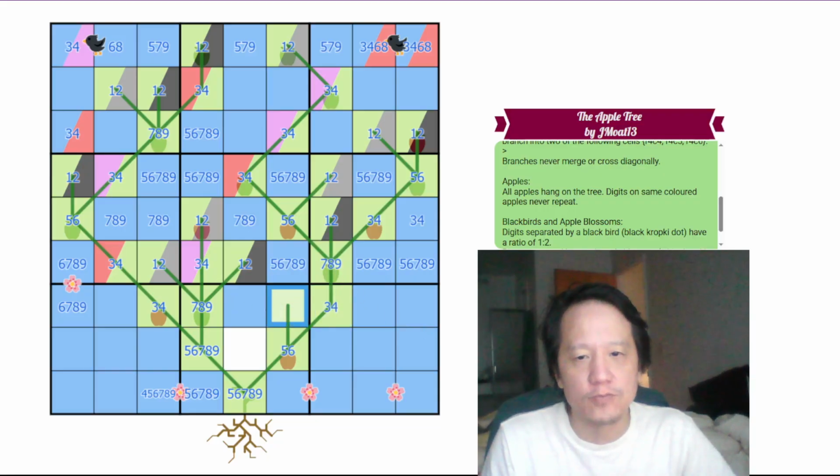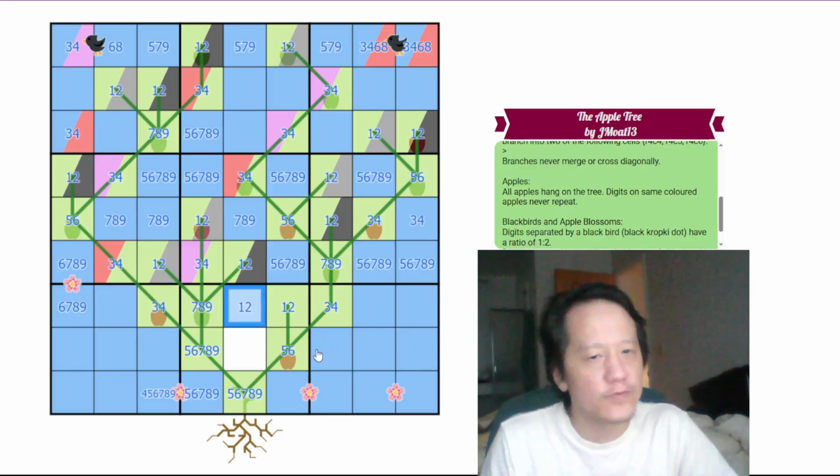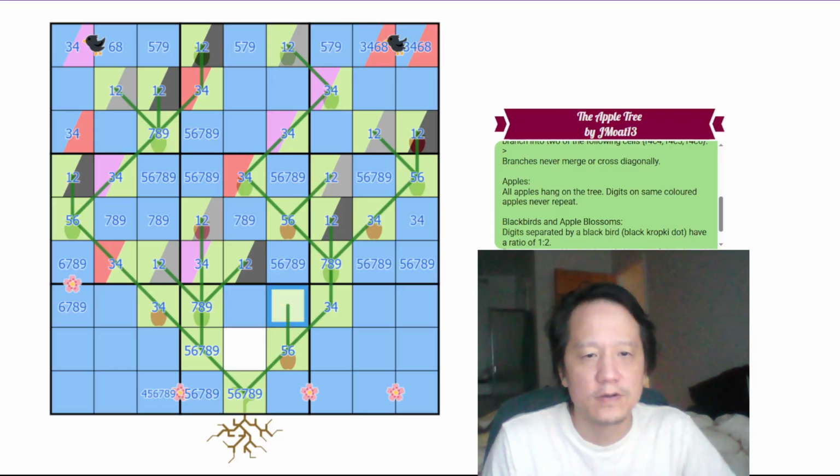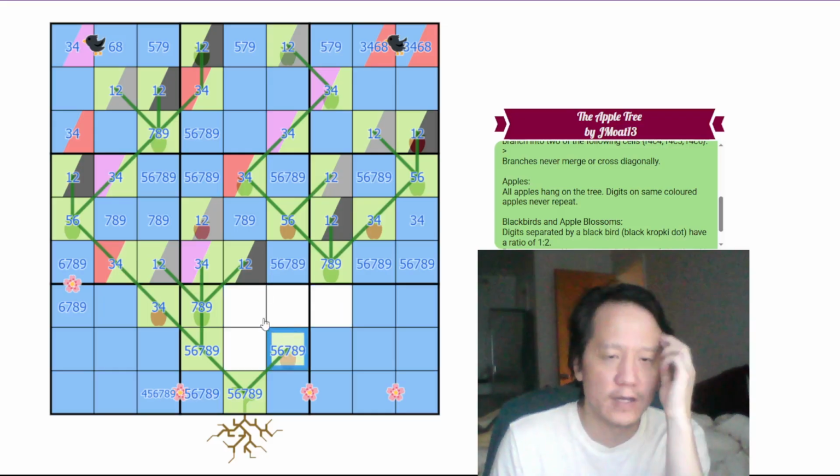That forces this to be 1, 2. You cannot have 3, 4 here. You could have 1, 2. 6, 7, 5, 6, 7, 8, 9. Wait, why? No, this doesn't have to be nothing. Okay. If it's 7, 8, 9, it has to go to one of these 3. It has to be all 3 of these.